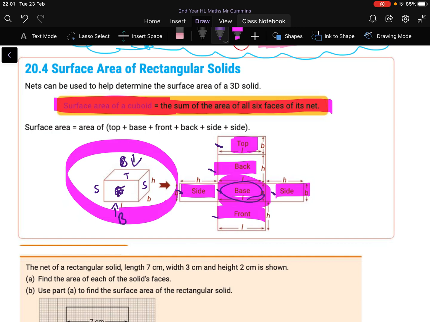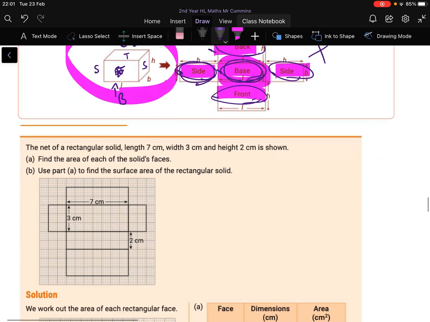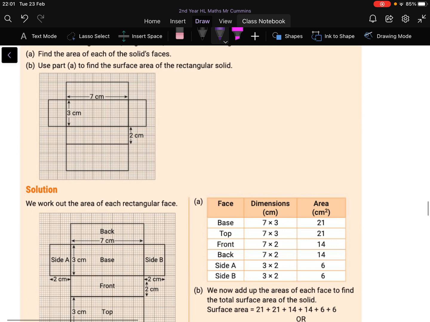Area of the base, length by width. Area of the side, length by width. Area of the side, length by width. Area of the front, length by width. So on and so forth. And then I add all of those up. The clever mathematician does one side, one base, and top or bottom, and multiplies it by 2. But it's up to yourself how you find the surface area.